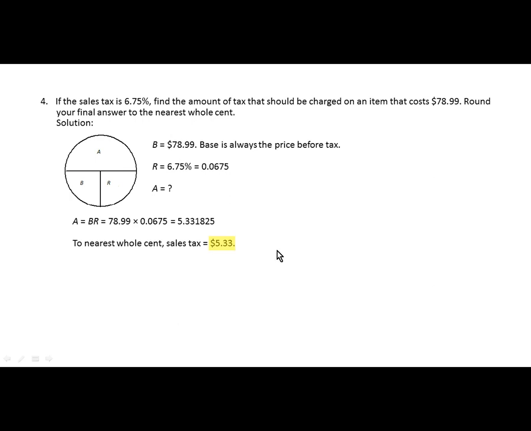Now, if you wanted to know what was the whole bill, it's the purchase price plus the tax, right? Okay, so again, remember, for sales tax, items going on sale, and salary increases and decreases, the base is always the price before tax, the salary before an increase or deduction, or the original price of the item before it went on sale.